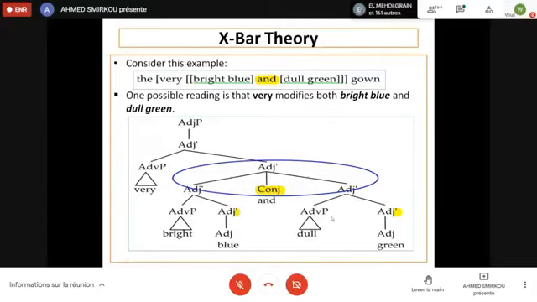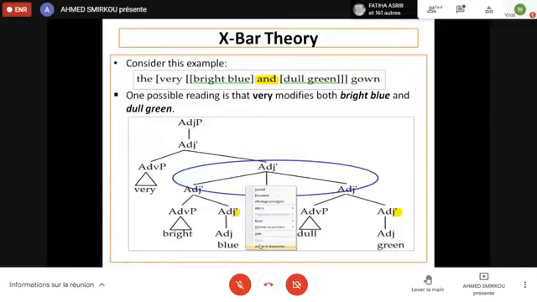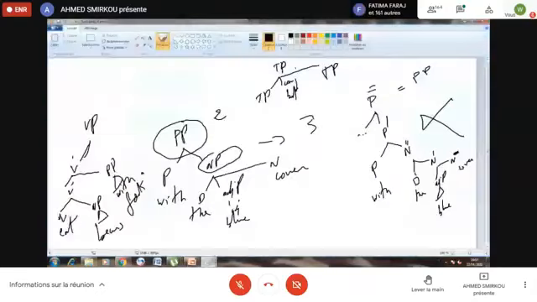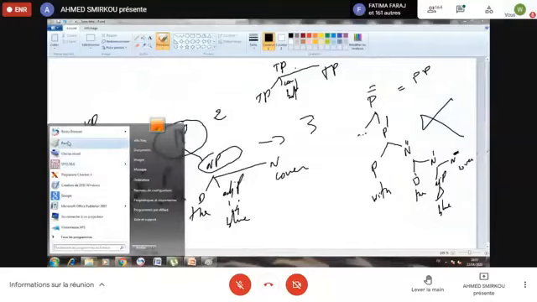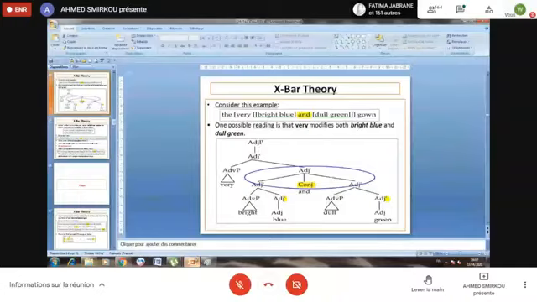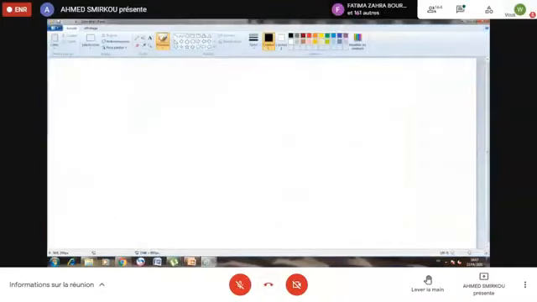We have here again adverb phrase, tall. We have the adjective phrase, green. Now here the adverb phrase modifies both of them. The second reading, if you want, I can draw it for you. The second reading, it modifies only bright blue. So in that reading, it should be something like this.